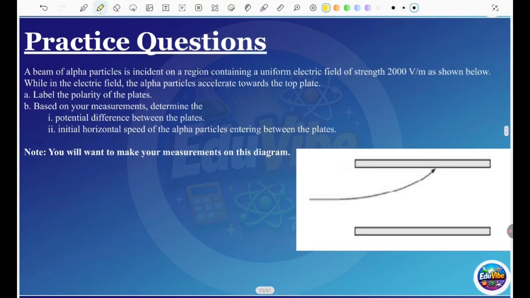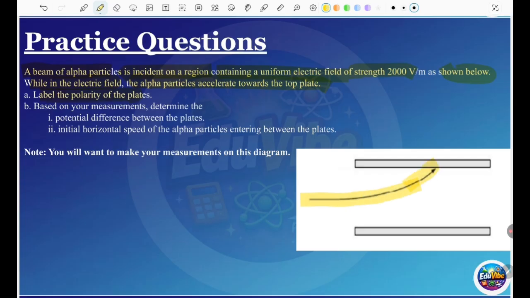This one. Okay. So this is a different kind of question. Make sure you have a good understanding of it, because you get this question often in the examination, or sometimes in the diploma too. The question says a beam of alpha particles is sent into a region containing a uniform electric field of 2000 volts per meter, as shown below. While in the electric field, the particle accelerates towards the top plate. So it goes to the top plate like this, and this has the alpha particle again.